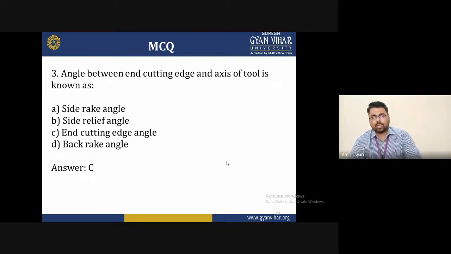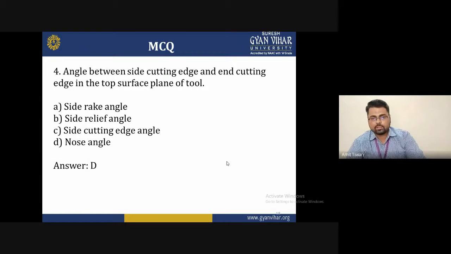Third question: the angle between the cutting edge and the axis of the tool is known as: A, side rake angle; B, side relief angle; C, end cutting edge angle; and D, back rake angle. So the answer is C, end cutting edge angle, the angle between the end cutting edge and the axis of the tool. We can say the end cutting edge angle.